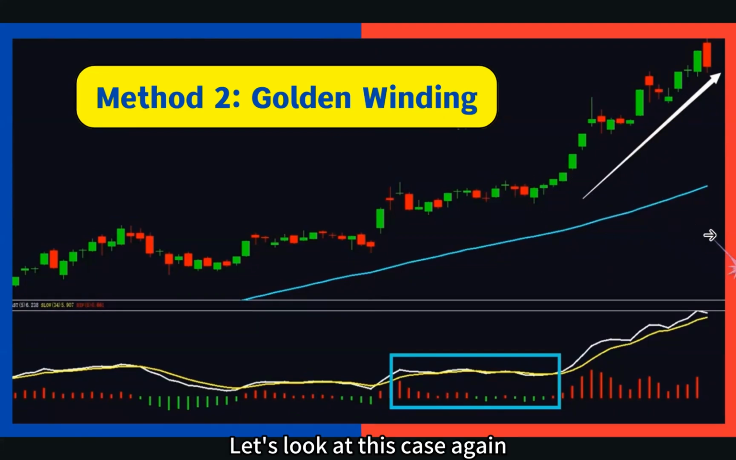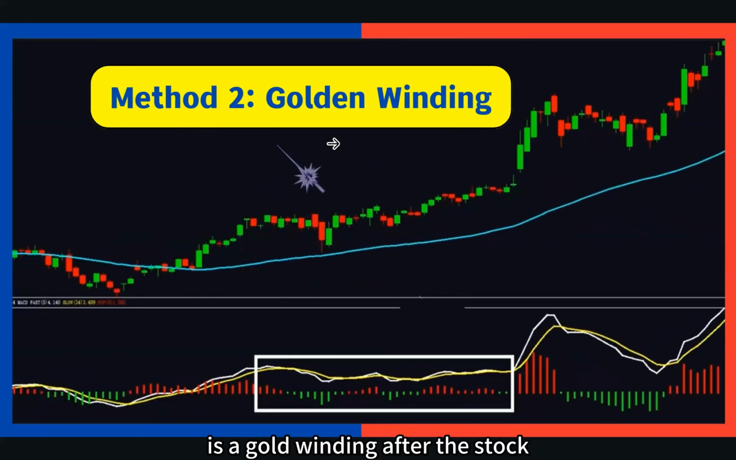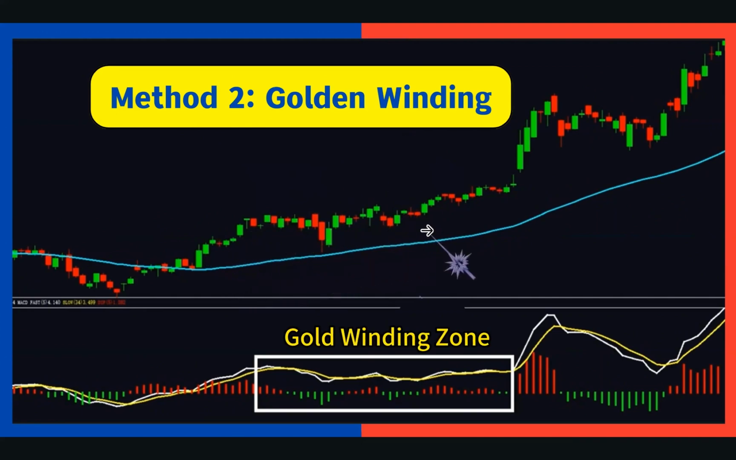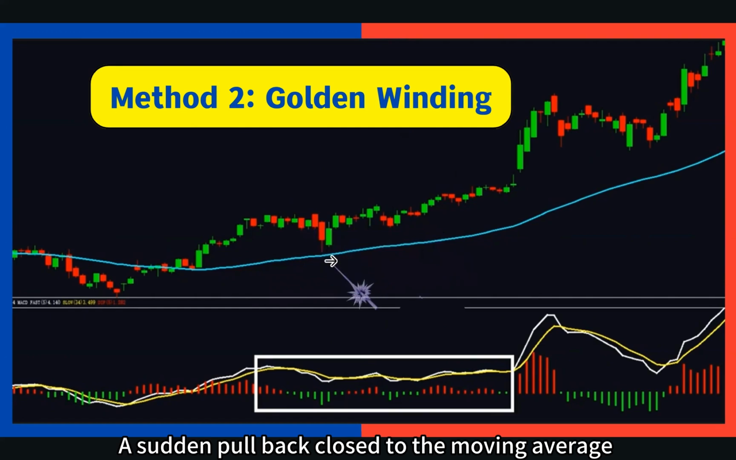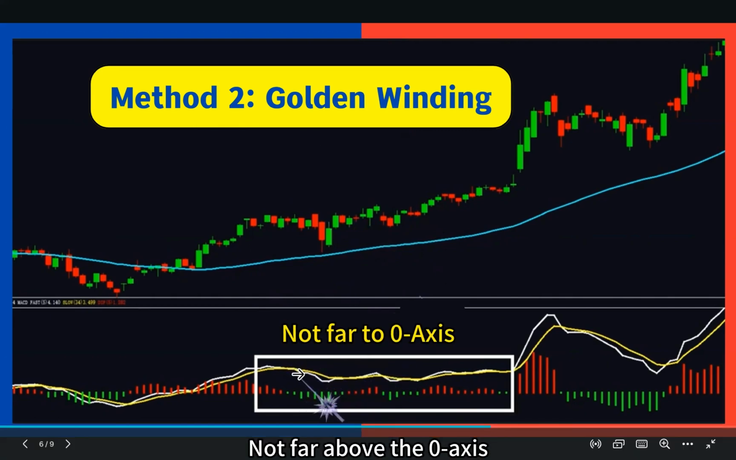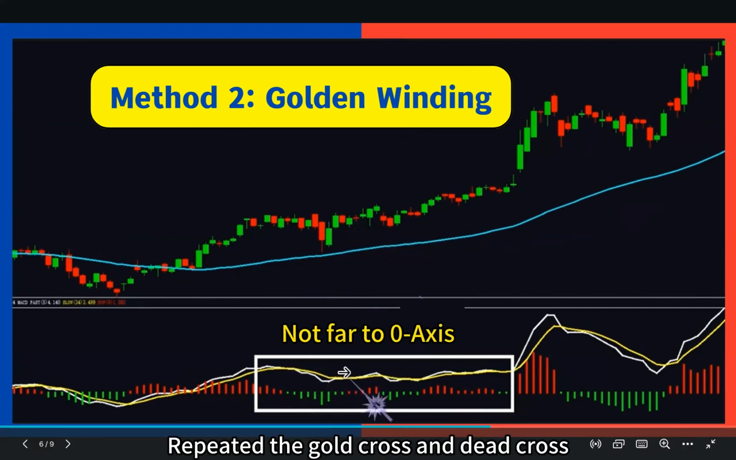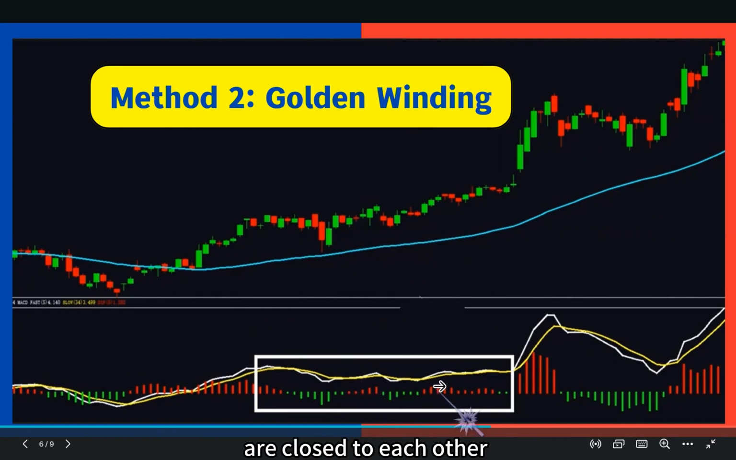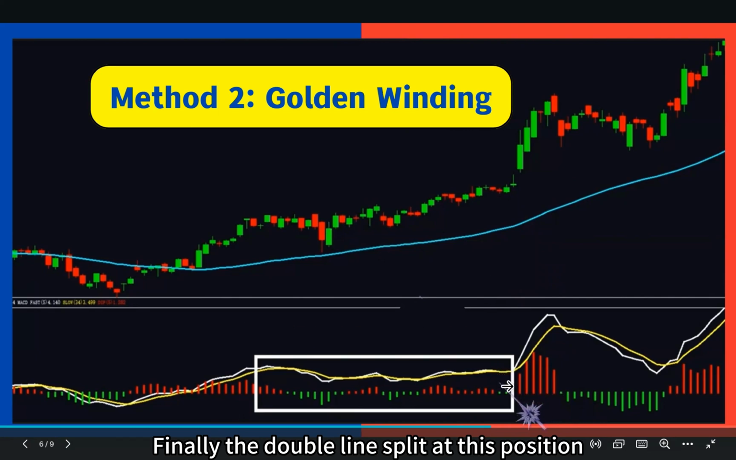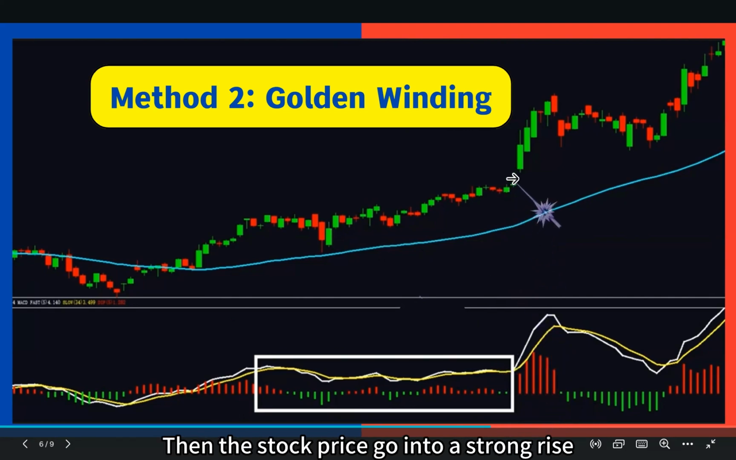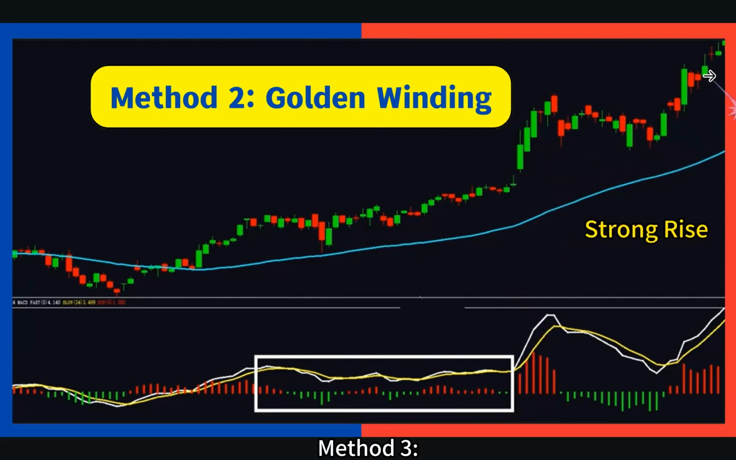Let's look at this case again. It's a gold winding after the stock price rises from the 60 days moving average. A sudden pullback close to the moving average, then it is dominated by a shock and sideways move. The MACD below, not far above the zero axis, repeated the gold cross and dead cross, and then the two lines are close to each other. Finally, the double line spreads at this position. Obviously you can go right in, then the stock price goes into a strong rise.